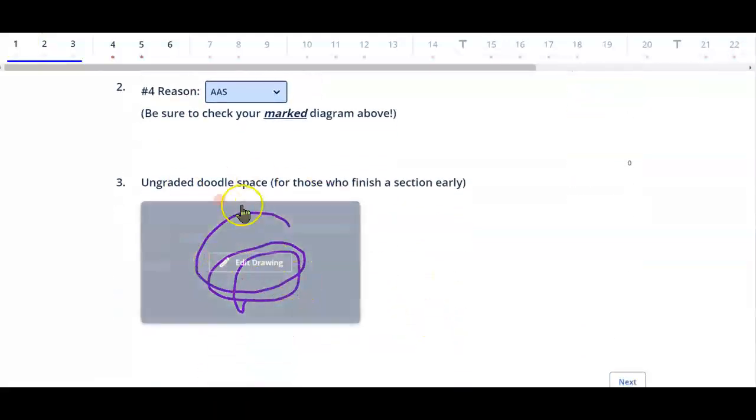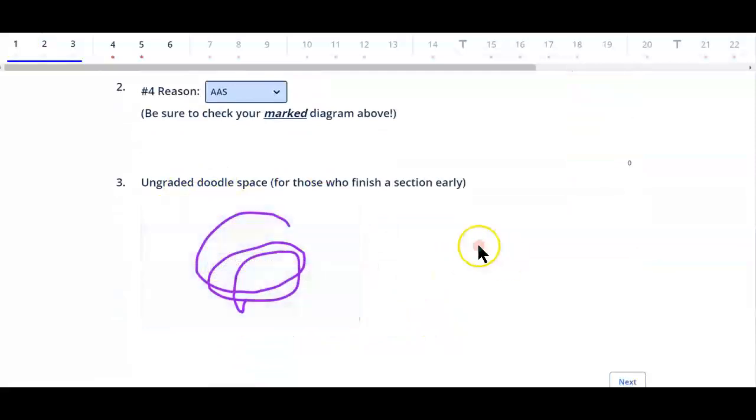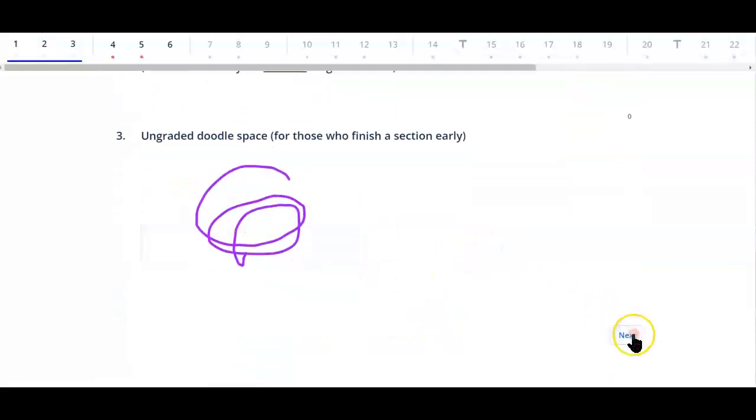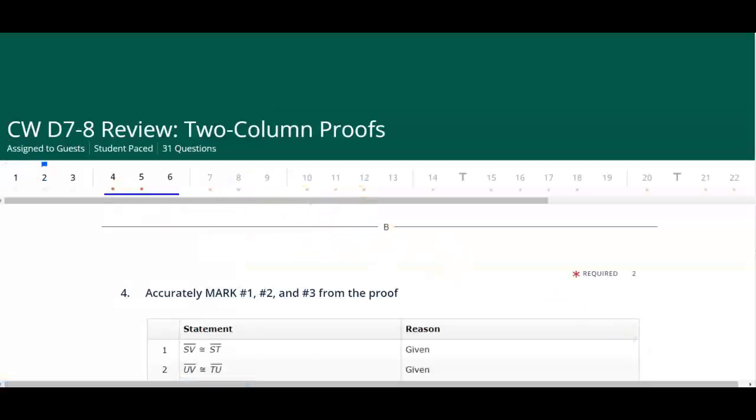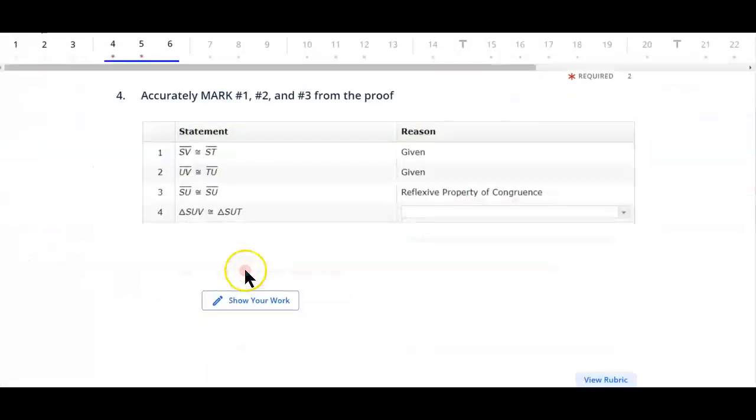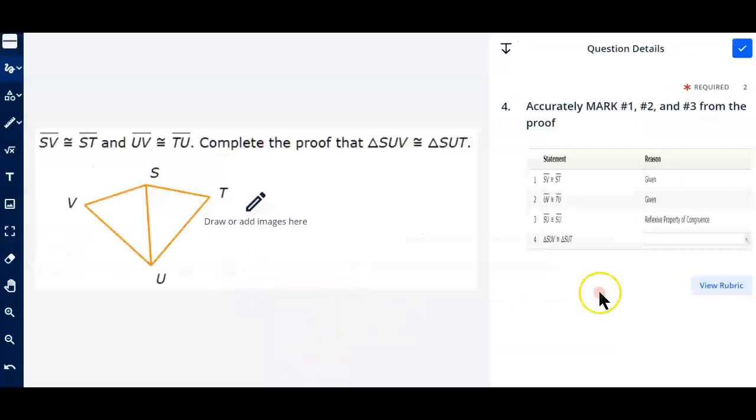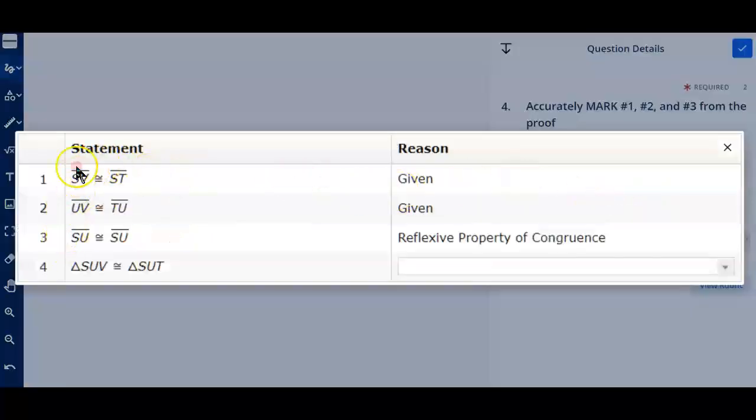And then if you're in class, this is an ungraded doodle space, but if you're doing this outside of class, you are free to ignore the ungraded doodle spaces. In class, we are free now to move on to number 4, section B. We are going to look at our diagram here. We're asked to mark numbers 1, 2, and 3 from the proof. Again, we can click this to pop it out if we want to check on it.